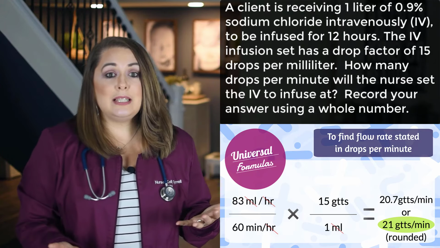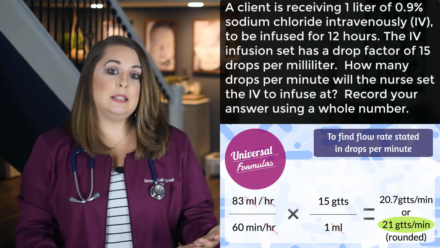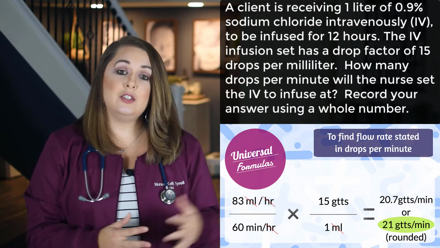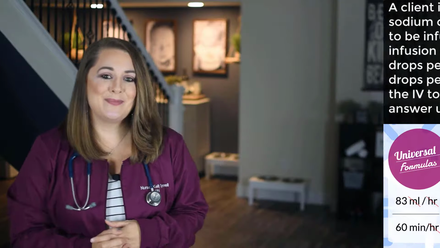Okay, so 20.7 rounded to the nearest whole number would be 21, since the number in the tenth place is greater than 5. So our final answer is going to be 21 drops per minute. All right, so let's take a look at another common formula question.